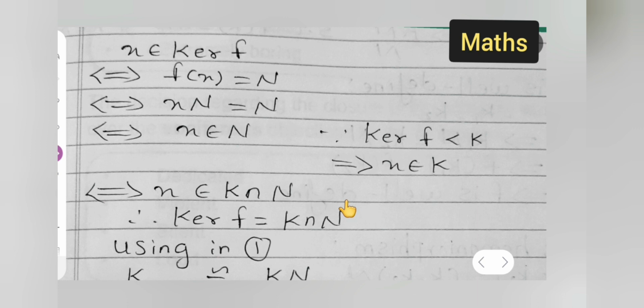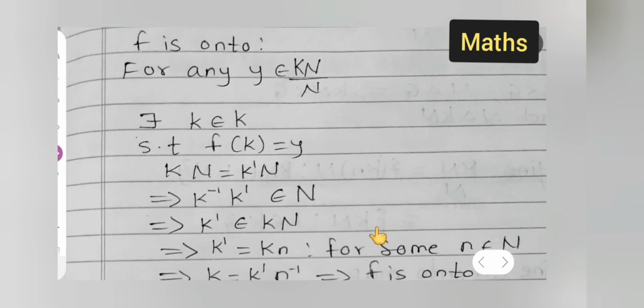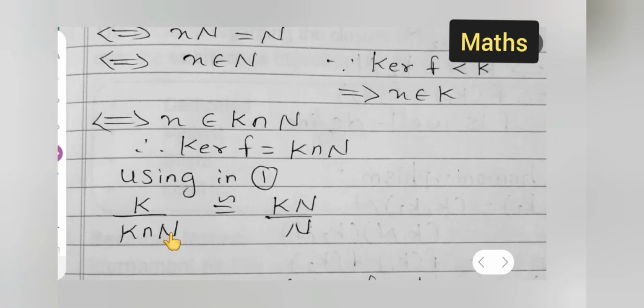Now you all are using this in equation 1. So what you will get in place of kernel of f, what you all are going to write? K intersection N, because kernel of f is equal to K intersection N, we have proved. So K upon K intersection N is isomorphic to KN upon N.